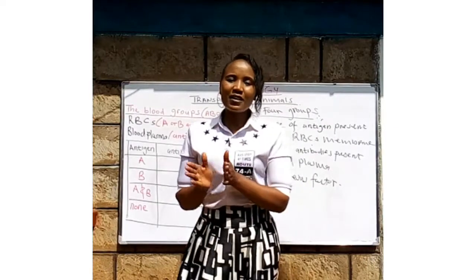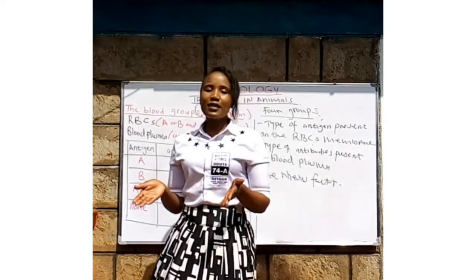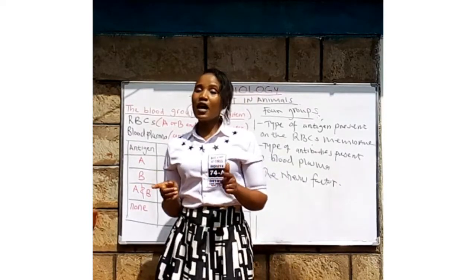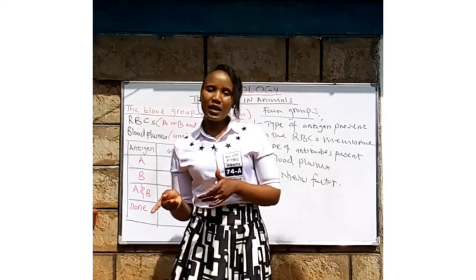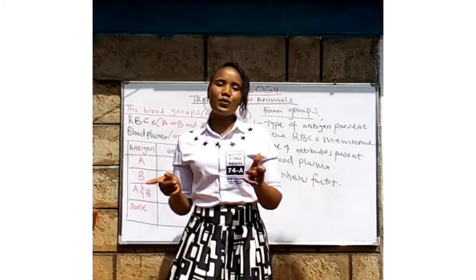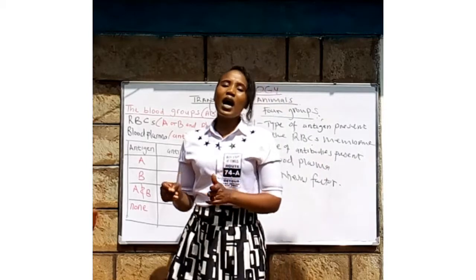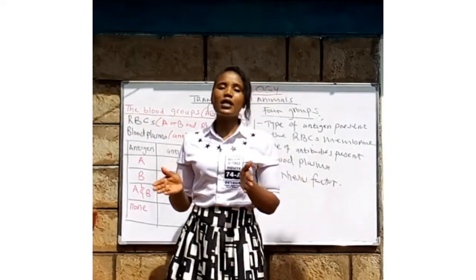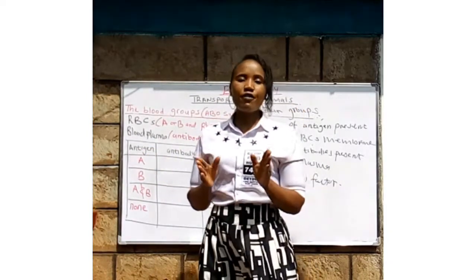Now, there is this scientist known as Carl Landsteiner who did a series of experiments, and he realized that there are some factors in the red blood cell membrane and blood plasma that are responsible for blood grouping. These are the factors we are going to focus on today, and using them we will be able to place the blood groups of human beings into four different categories.